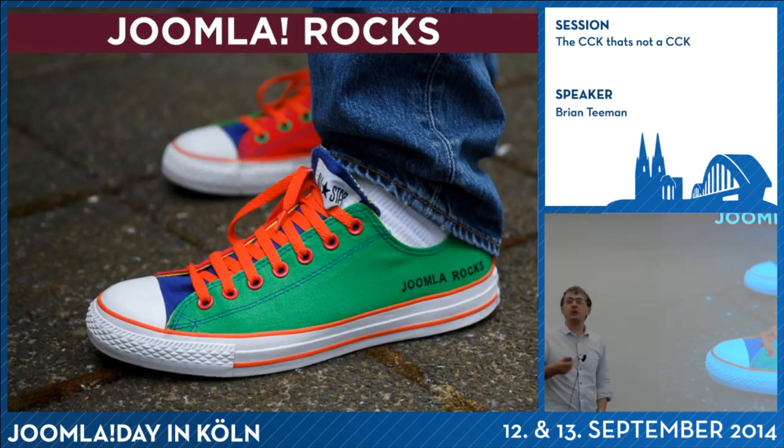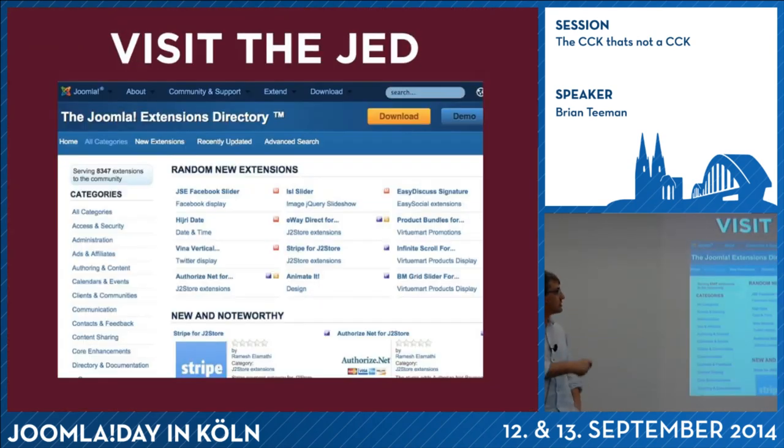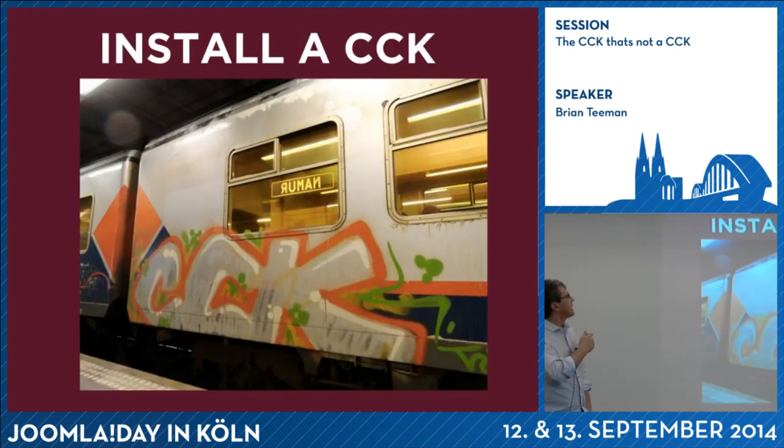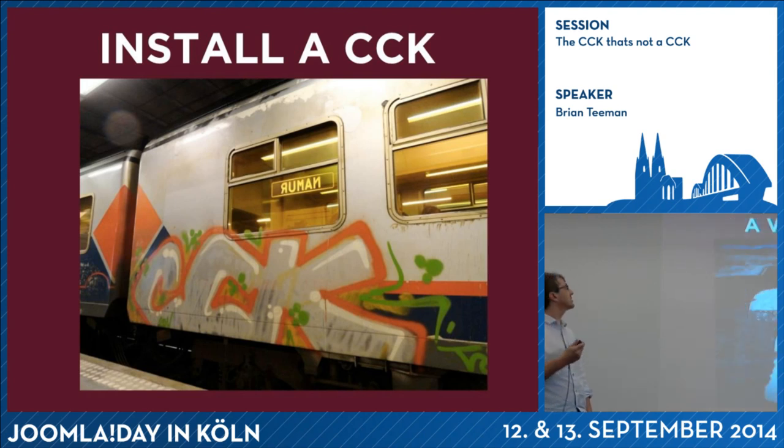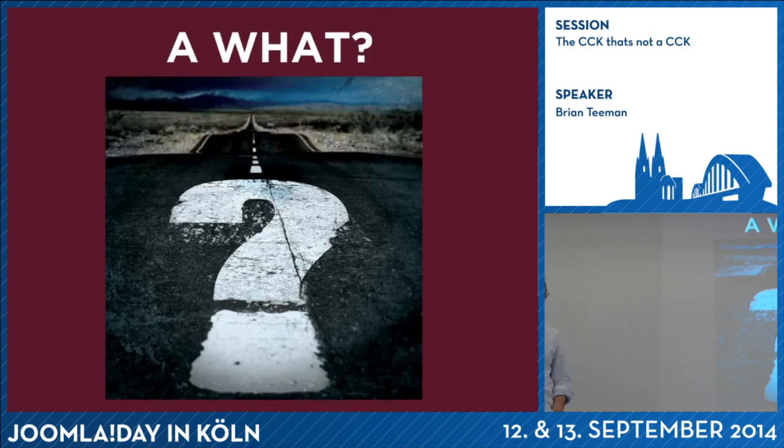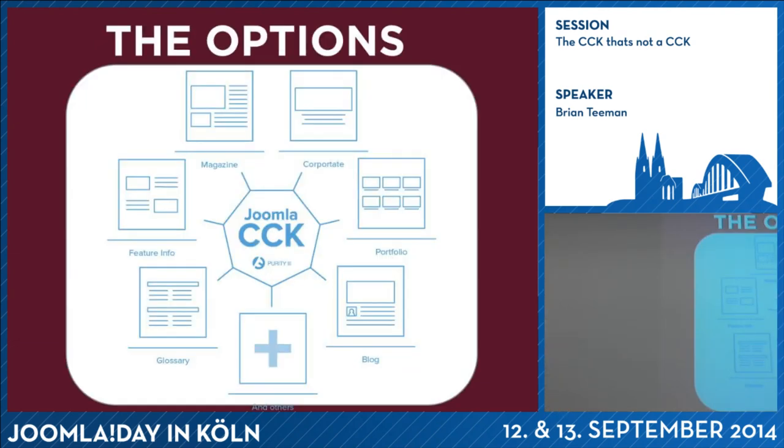So what can I do to give Joomla more power? Well, traditionally, what you do is you go to the Joomla extension directory. And as of this morning, there are 8,347 extensions there that will do everything, including tell you what the weather's like, even though you could just look outside the window. There are lots of what are called CCKs, content construction kits. So what is that? What will it do? Well, this is quite a nice graphic.